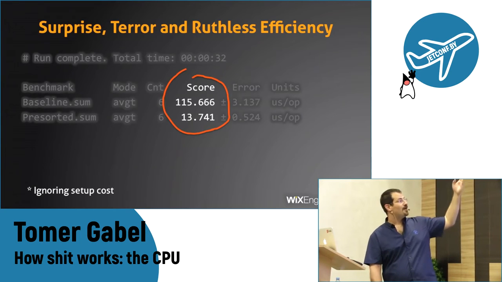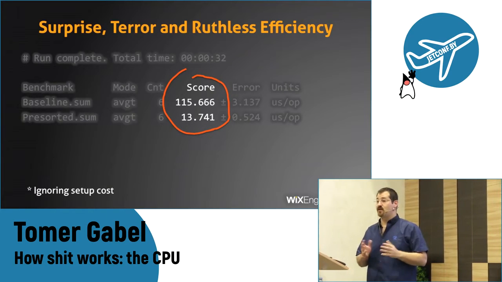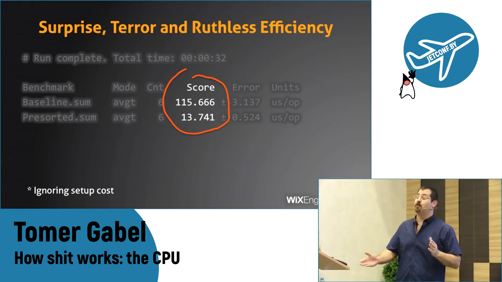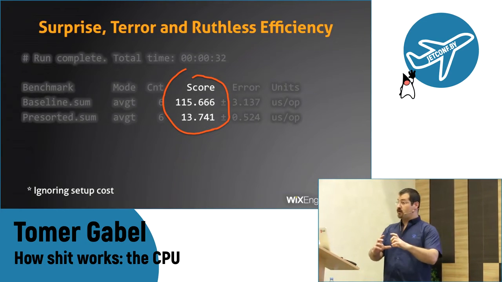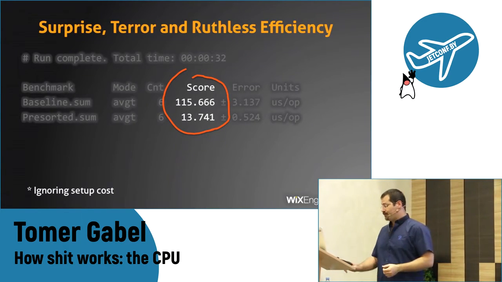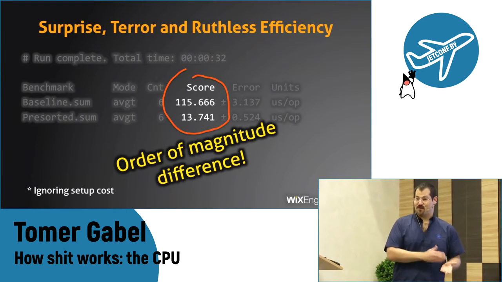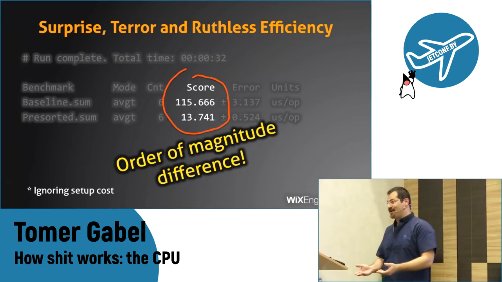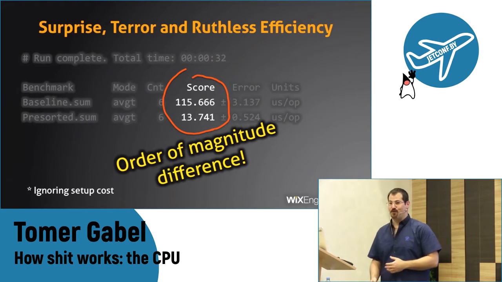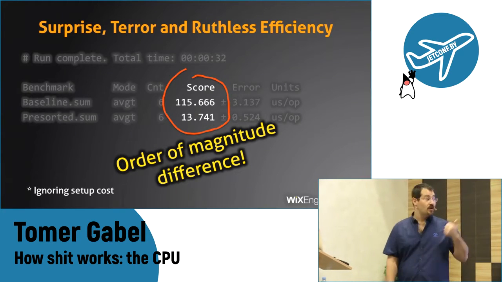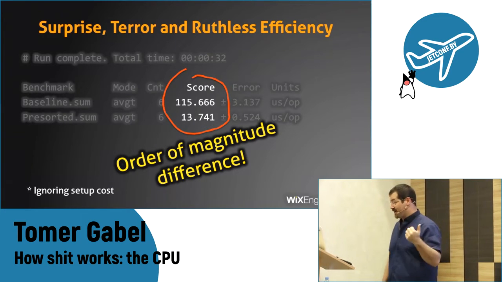Fundamentally, we have the baseline version, which takes about 115 microseconds to loop through 32K of data. And then we have the pre-sorted version, just the loop, not the sort. And there is an order of magnitude difference, right? So those of you who guessed that the sorted version would be faster are obviously right. Those of you who guessed how much faster are probably wrong. Most people think it couldn't be that much faster. No, it's an order of magnitude. This is 10 times faster, which is ridiculous.